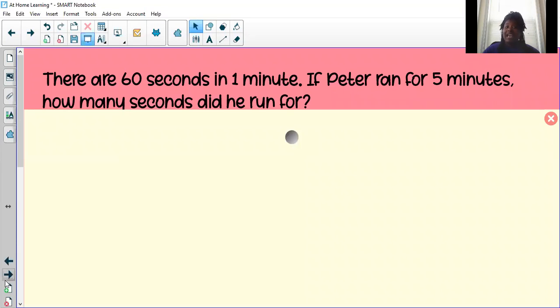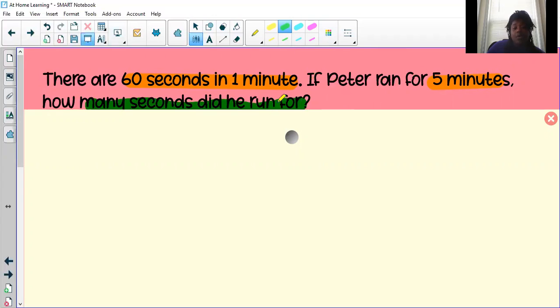So there are 60 seconds in a minute. If Peter ran for 5 minutes, how many seconds did he run? Let's stop and think. With this question, what do we know? I'm gonna get my highlighter. There are 60 seconds in a minute. We know that. We know that Peter ran for 5 minutes. Something that we do not know is how many seconds he ran for if he ran for 5 minutes.